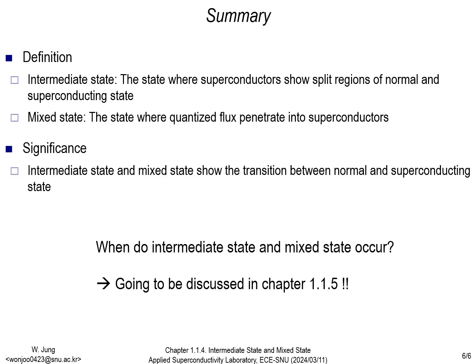To summarize, the intermediate state and the mixed state are two different responses of superconductors to external magnetic fields. The intermediate state involves a mixture of normal and superconducting regions, while the mixed state is characterized by the penetration of quantized flux. Understanding these states is crucial for the design and implementation of superconducting materials and technology. Stay tuned for our next chapter, where we'll delve deeper into the conditions that give rise to these states.